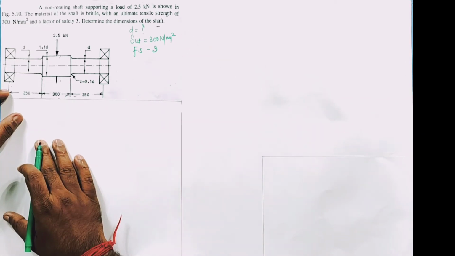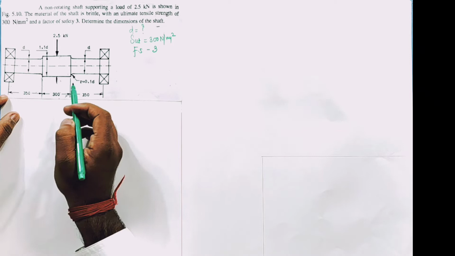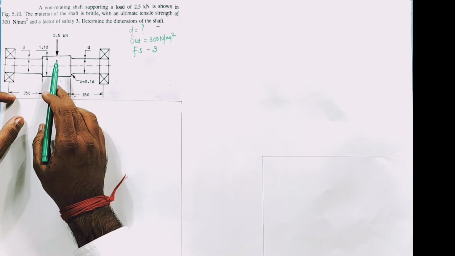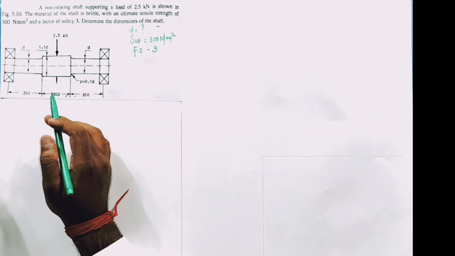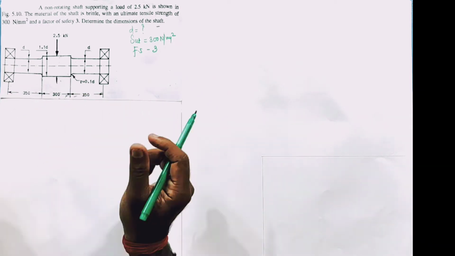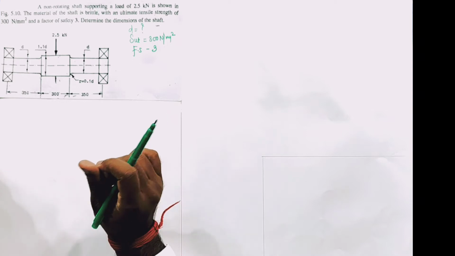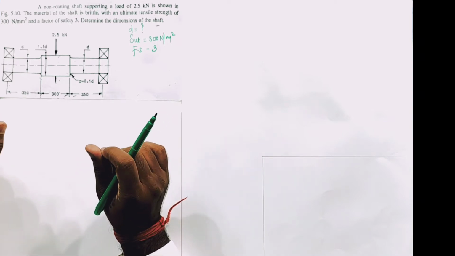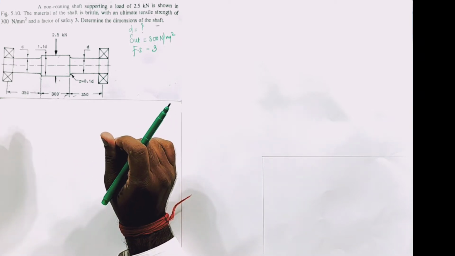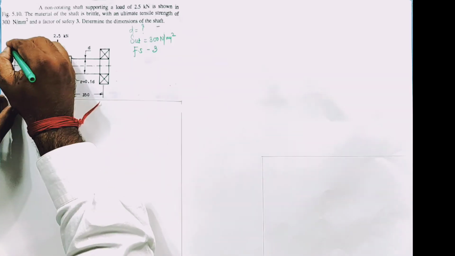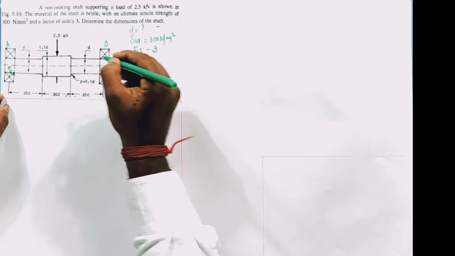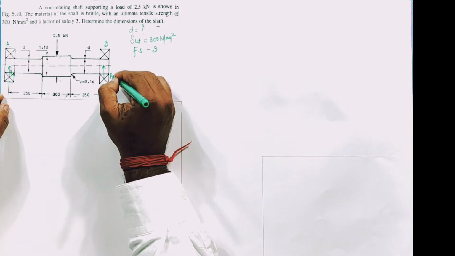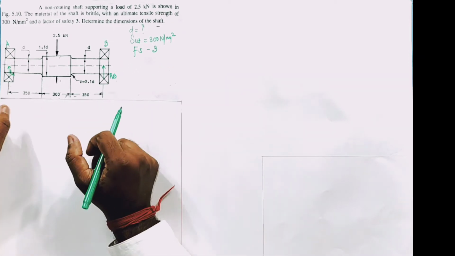Now here, you can see the structure and analyze it. The structure shows that 2.5 kilonewton load is acting at a center, correct? And it is having two bearings which are situated at two ends. So commonly we can say the bearing is there, there will be the reaction for the balancing. So you can see, suppose if I say this is bearing A, this is bearing B. So reaction at A, I'll say RA. Reaction at B, RB. Correct?